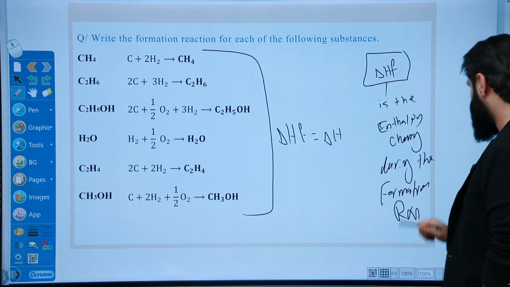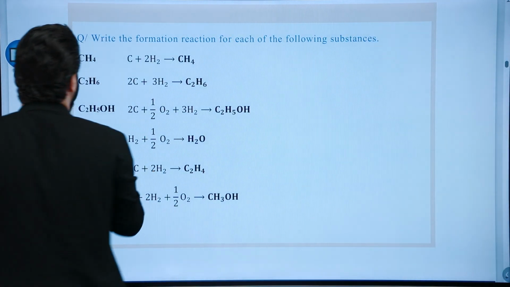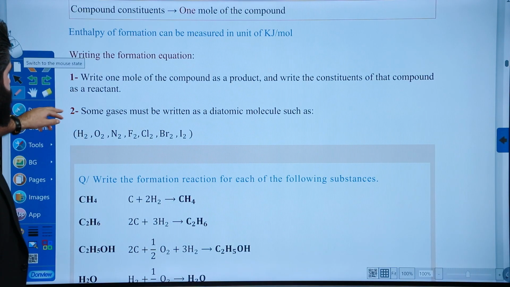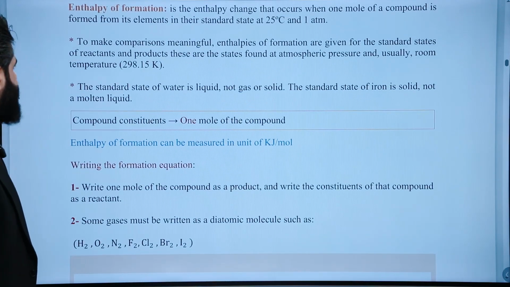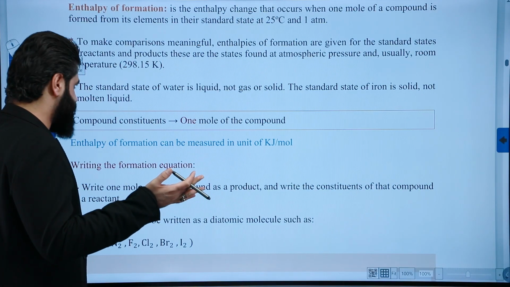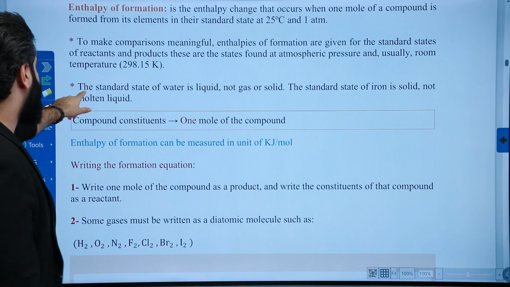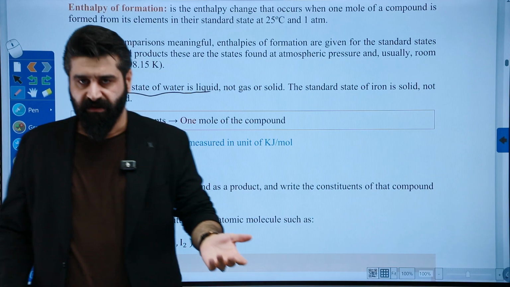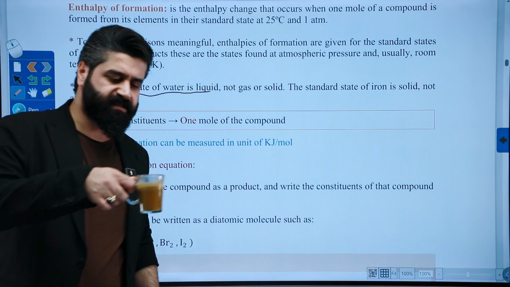Formation reactions form 1 mole of the compound from its elements. So we will compare the enthalpy of formation at a standard temperature to be meaningful, to have the correct comparison between them. Look, the standard state of water is liquid.